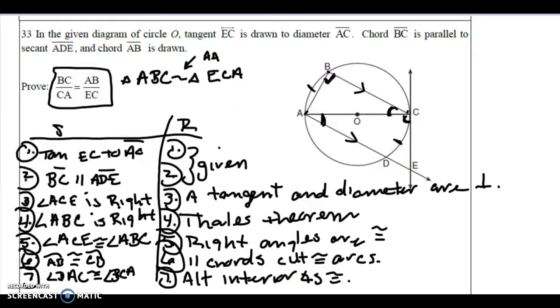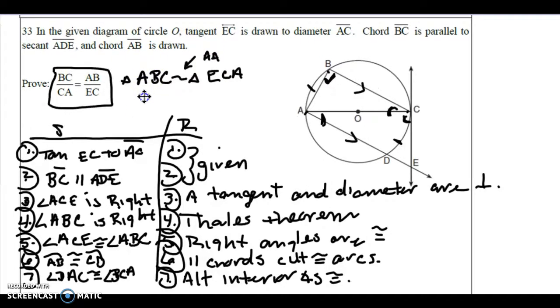Okay, let's just try to move this up because I'm running out of space. Oh, I don't want the whole picture.